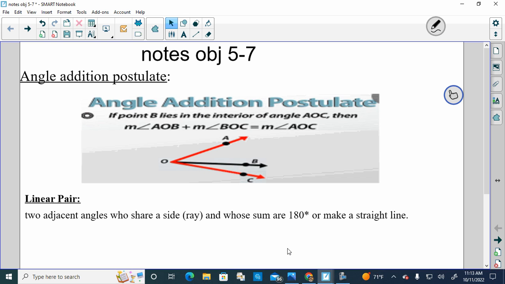Okay, so if point B lies in the interior, so on the inside of angle AOC, then when we add the two smaller angles, so AOB and BOC, that gives you the bigger angle. So adding the two small ones together would give you that big red angle. So you're writing that definition. Remember, it's points for the drawing as well with the notation. And then linear pair is the second one.